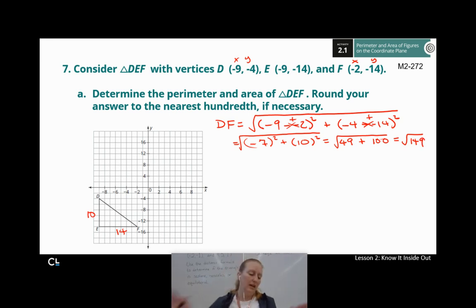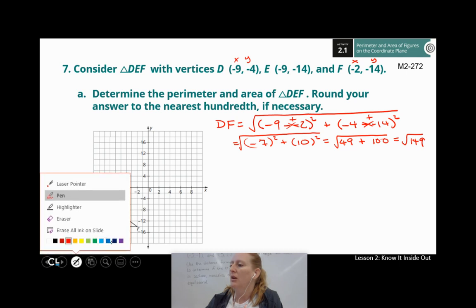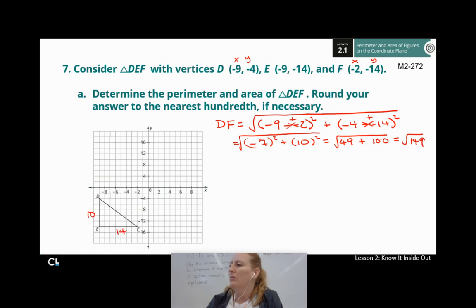Now, I'm going to need to do the decimal soon, and I will do the decimal, but I'm going to hold off on it. There's no rush on getting a decimal for this. So let's go ahead, and again, I'm going to grab some other colors just to make it easier. I'm going to use a blue this time. So let's find the perimeter. For the perimeter, I just need to add up all 3 sides. So 10 plus 14 plus the square root of 149.